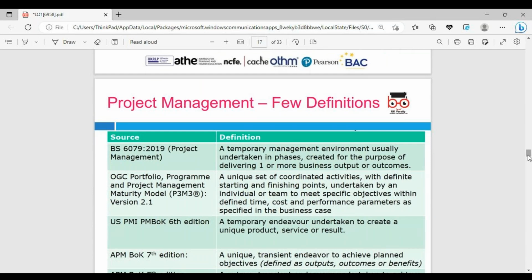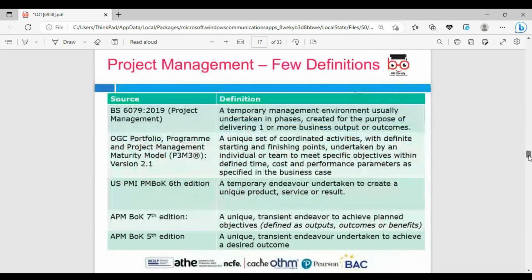and further enhance our understanding. On the project management definitions: project management is a temporary management environment undertaking, phased, created for the purpose of delivering one or more business outputs. That's the key. We need to look at the portfolio, program and project management maturity model, which is a unique set of coordinated activities with defined starting and end points, identifying the team's objective and the cost and performance parameters. You set the benchmark for it.